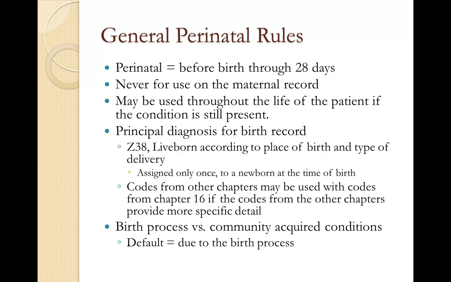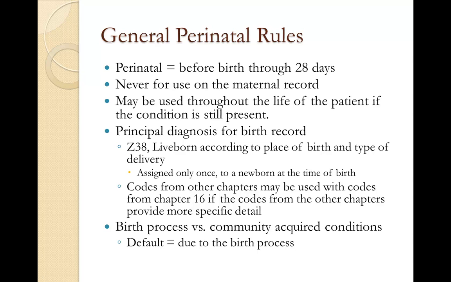So we still have our same basic definition of newborn. We have 0 to 28 days. Perinatal is just kind of a synonymous term for that. So a lot of these codes are specific to that newborn period. There are some that can be used throughout the life of the patient if the condition is still present and there isn't anything coded out of the congenital anomalies chapter. Just like with mom's chart, where the O codes are only used on mom's record, these P codes are only used on baby's record, so not used on the maternal record.